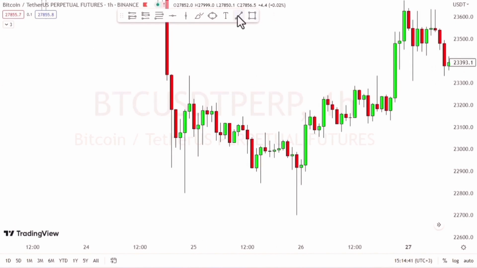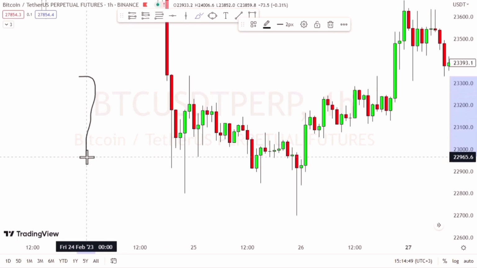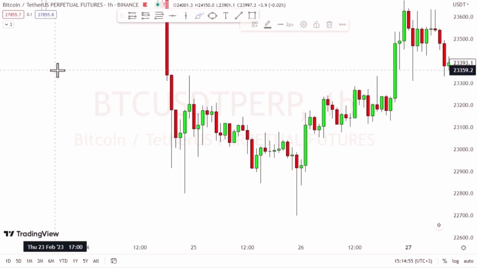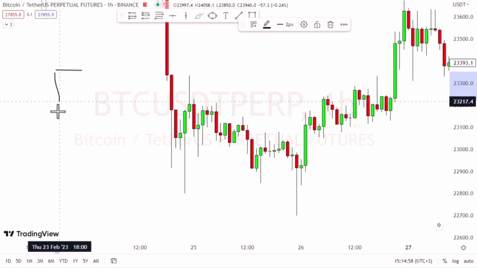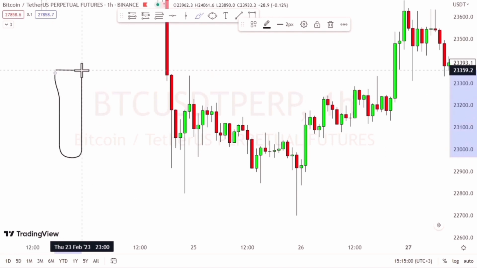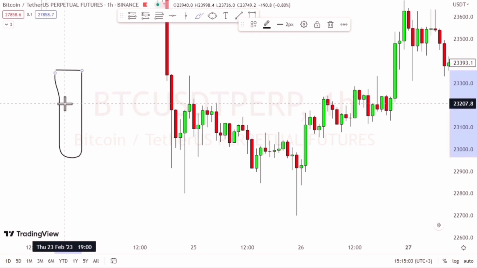So what is a harami? I told you before, but why do we really call it harami? Because it's like a pregnant lady. Just imagine this as a candle here. So this is our bearish candle going down. Then we must have, let's see, it has wicks like this.